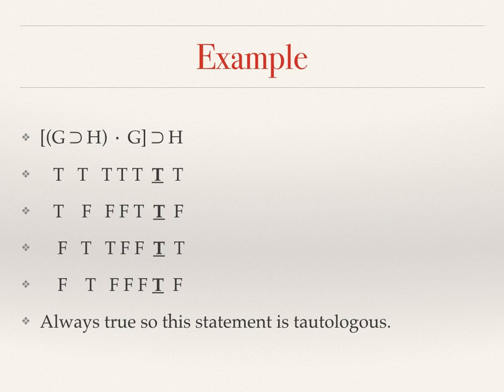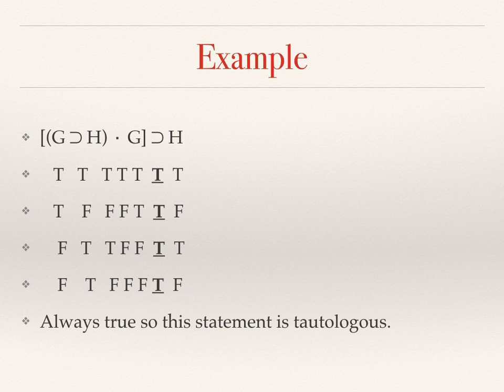And then we have the conjunction with G within the brackets. And then the main operator is the horseshoe. So let's go through these examples. T implies T in the very first line gives us a true truth value. T implies F gives false. False implies true is true. False implies false is true.